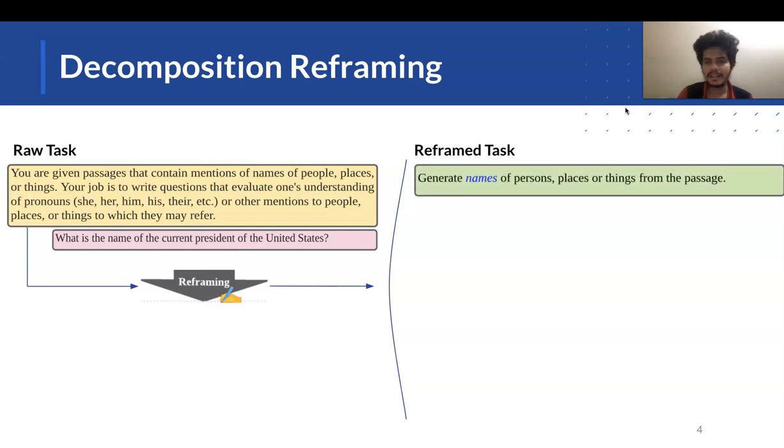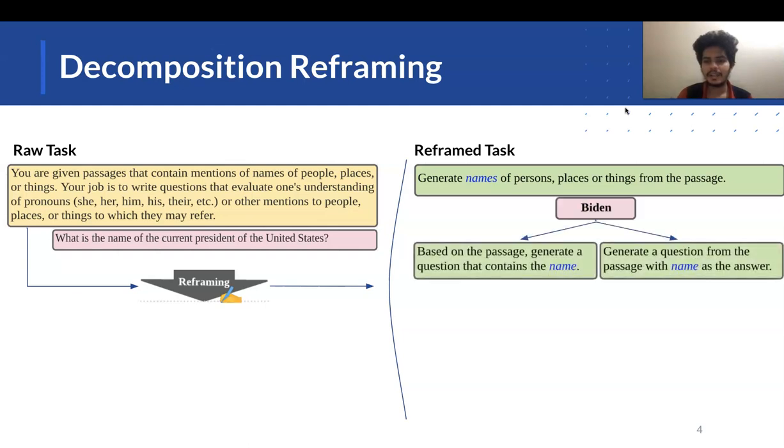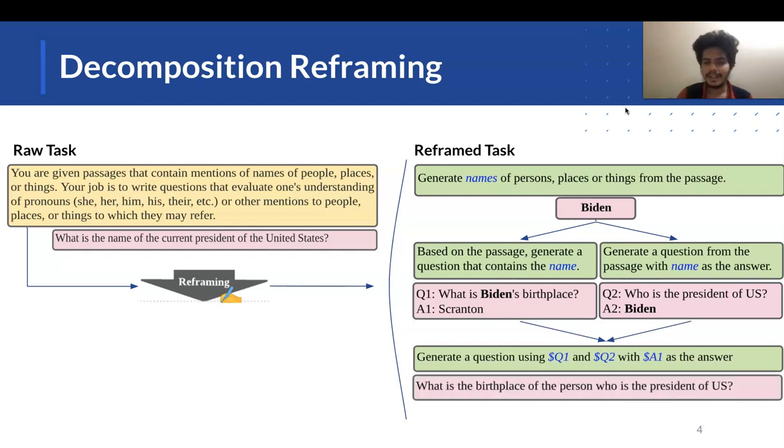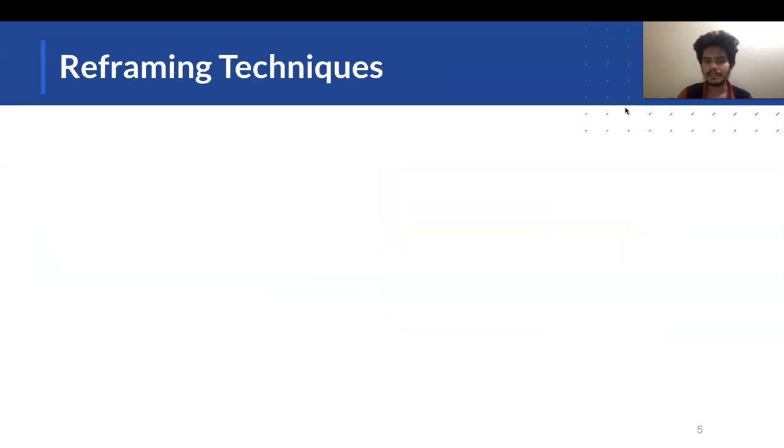We first ask the model to generate names of person, places, etc. And then you ask the model to generate a question that contains the name, and similarly we ask the model to generate a question from the passage with the name as the answer, and finally ask the model to generate a question by concatenating the given two questions. And this is how we make the task easier for models by dividing it into a set of simpler tasks.